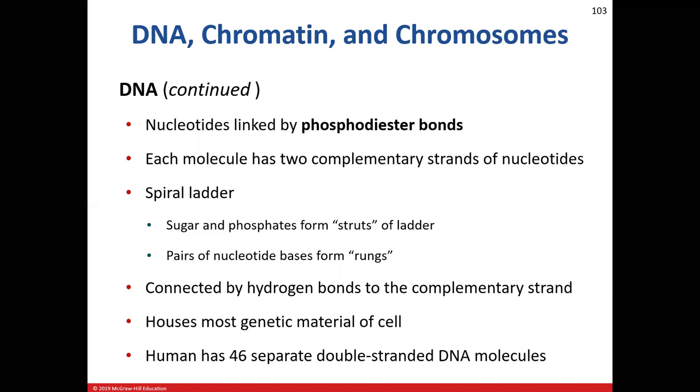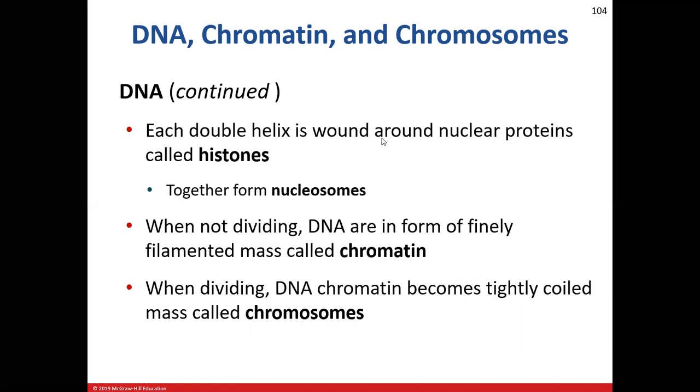Our DNA molecule houses most of the genetic material of a cell and gives us all of the instructions, or the blueprints, for how to form most of the proteins of our body. A human actually has 46 separate double-stranded DNA molecules. We'll take a look at how these are formed in one of these next graphics.